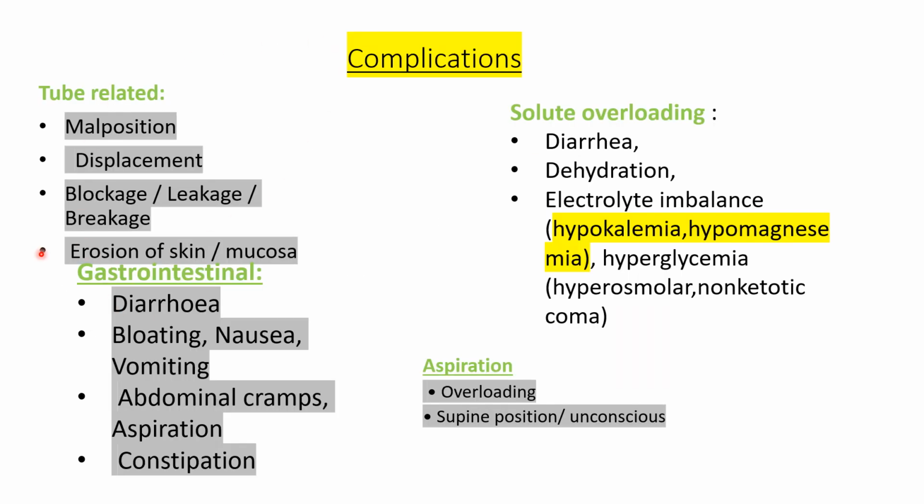So what are the complications of enteral feeding? We start obviously with the tube. If you're using a tube, for example, the tube can be malpositioned. If you use an NG tube, you can malposition the tube, you can displace it, there can be blockage or leakage, erosion of the skin mucosa. The next we go to GI. You can either have diarrhea, bloating, nausea, vomiting, abdominal cramps, aspiration, and constipation. Another complication is solute overload, where you have diarrhea, dehydration, electrolyte imbalance, where you have hypokalemia, hypomagnesemia, hypocalcemia.